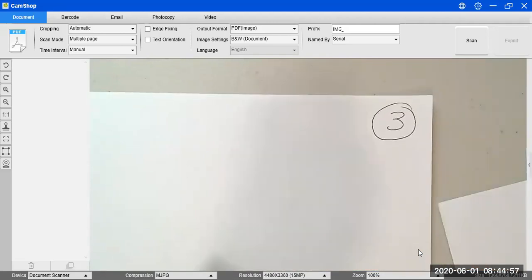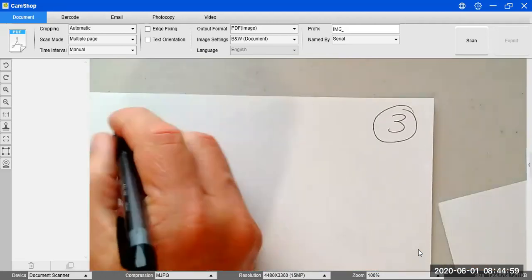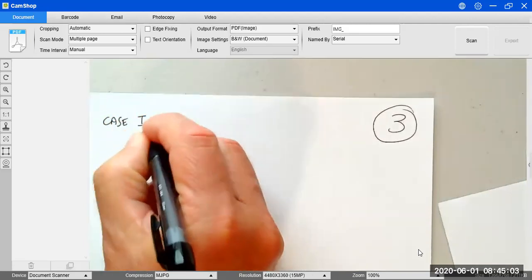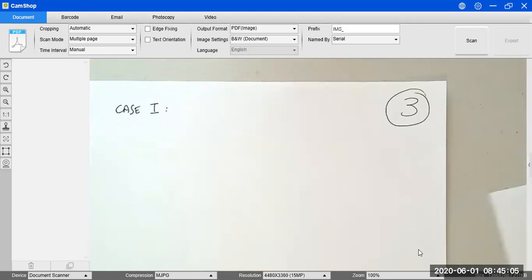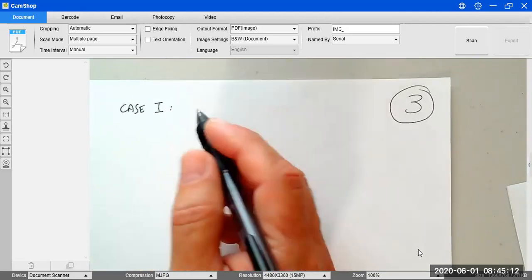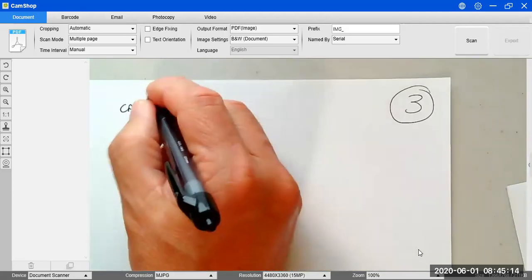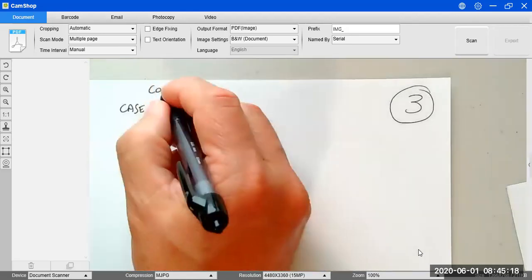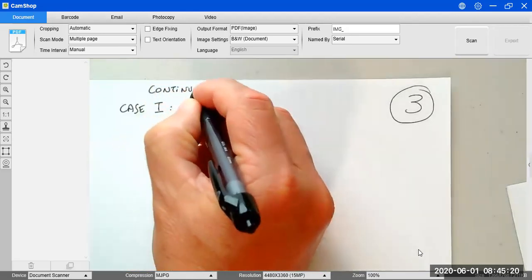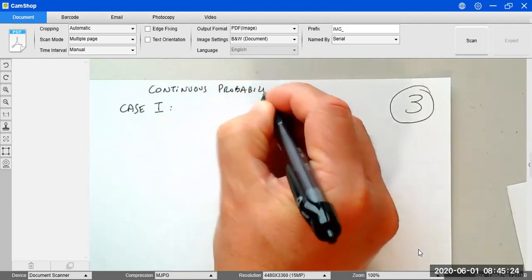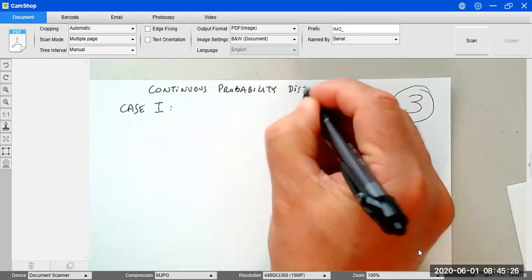So either you're going to have, so case 1, and this is a general thing for the rest of the semester. So this is something very important. This is a parenthesis. So you're going to have different kinds of curves. So we're talking about continuous probability distributions in general.